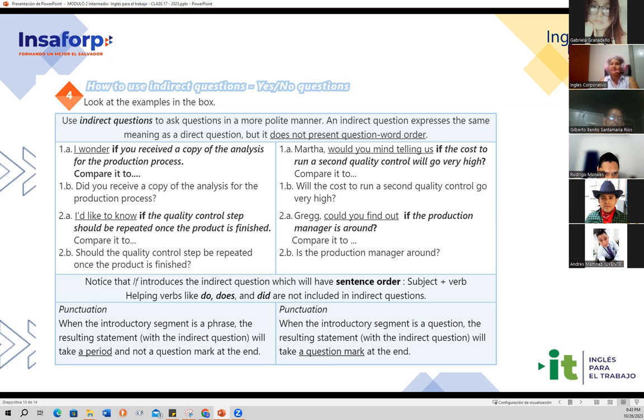It is the same idea, okay? Yes, they are asking the same information, but in a different way to say it. The letter A, okay, letter A, right? Because that is polite. Okay, good. We have another example here. Number two. I'd like to know if the quality control step should be repeated once the production is finished. Okay, the other way that we have here: Should the quality control step be repeated once the product is finished?